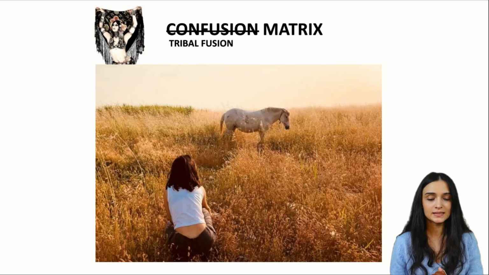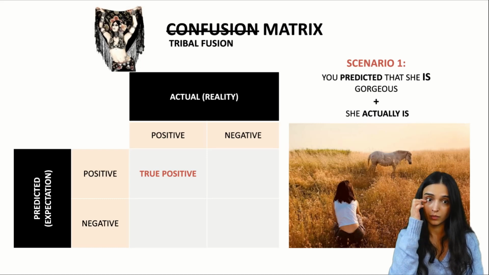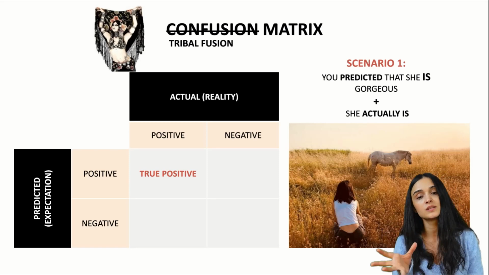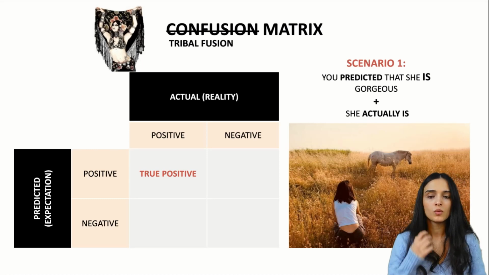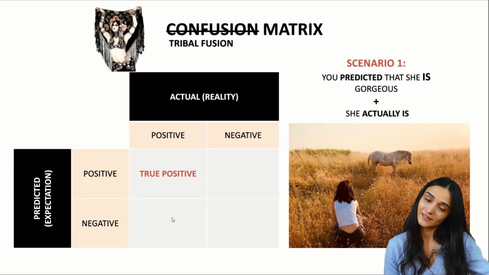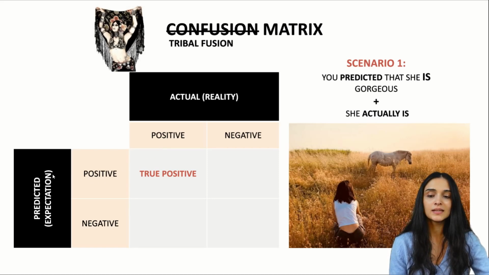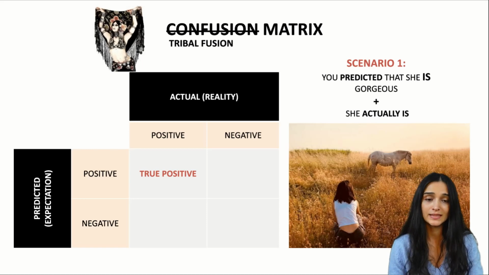But when you predict it, you will have a couple of ideas, and potentially they will be either positive or negative. For the sake of this, let's start with the positive one. So let's have different scenarios where you have different predictions and there is a different outcome, or reality. So when we look at the tribal fusion matrix here, we have the actual and we have the prediction. So we will start with the prediction. Let's say that you think that this girl is gorgeous. For you, of course, I mean, for your perception.